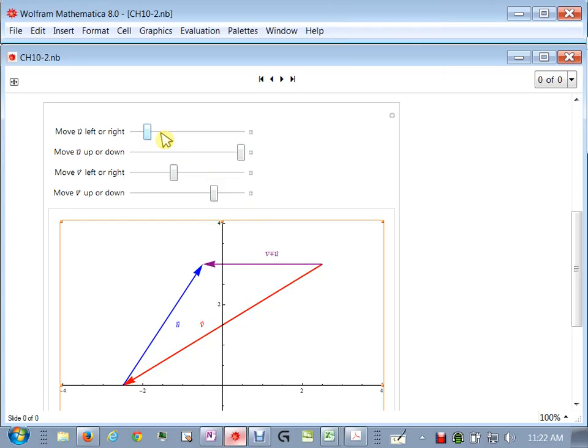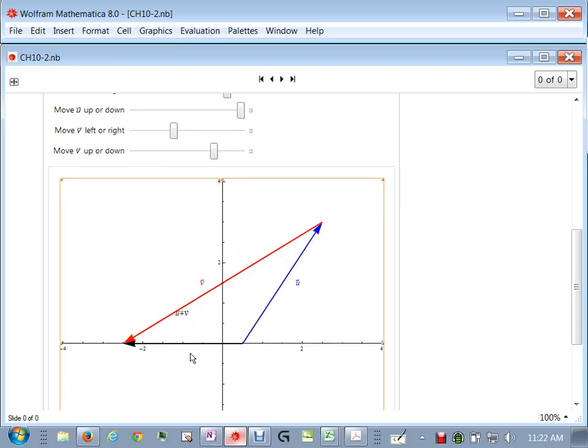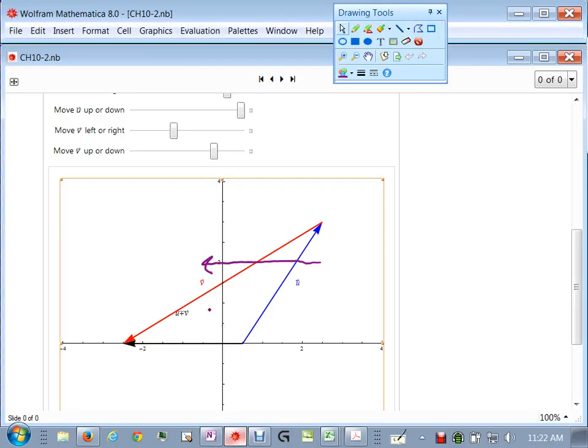Now I'm going to switch and I'm going to move V. No, I'm going to move U over. Let me move U to the right. Okay, you see that vector down there? Okay, I'm going to draw on top of that too.